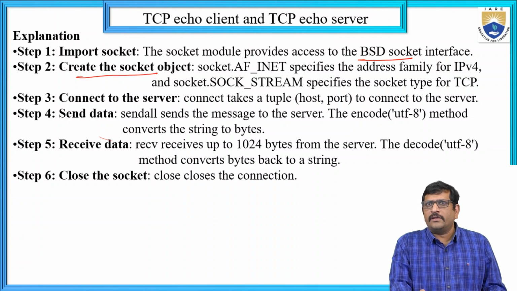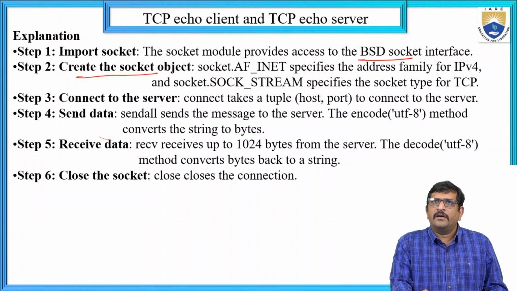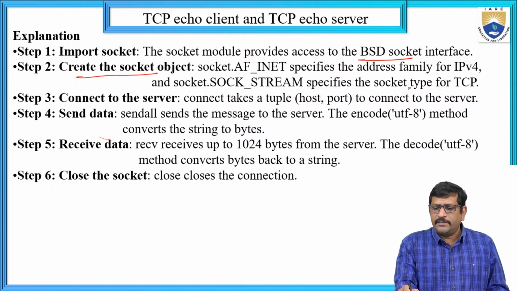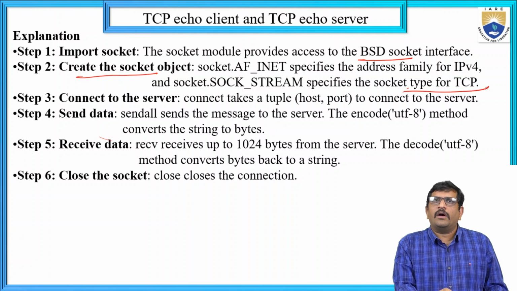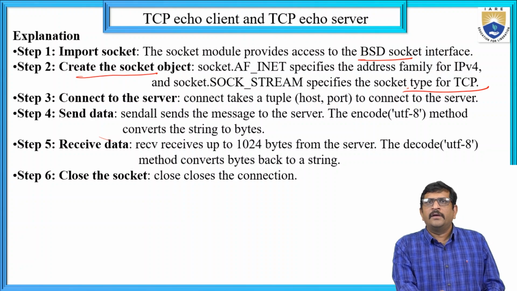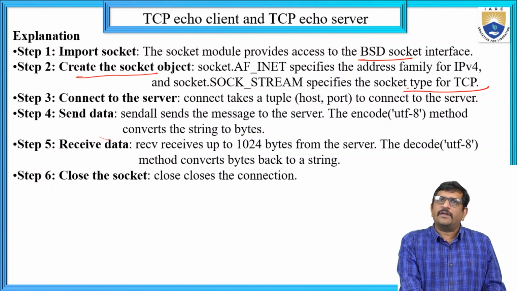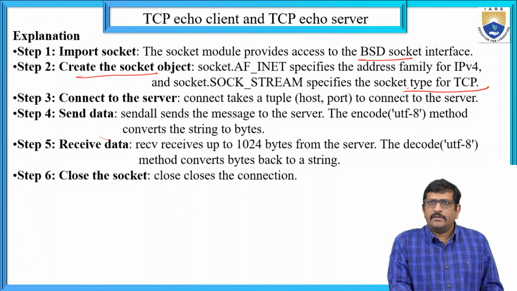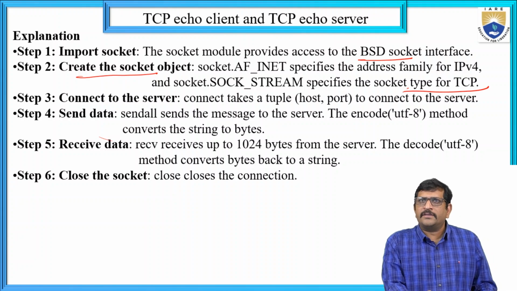That is socket.AF_INET, which specifies the address family for IPv4, and socket.SOCK_STREAM, which specifies the socket type for TCP, Transmission Control Protocol. Connect to the server. So step 2, after this socket creation, we are connecting to the server. Then only we can send the data.